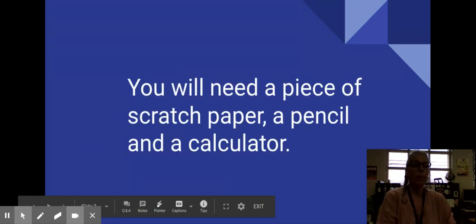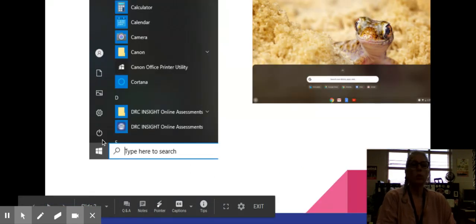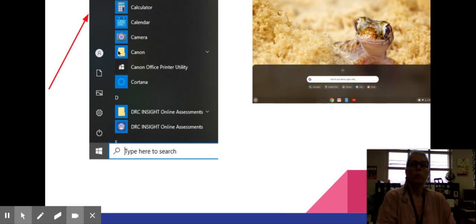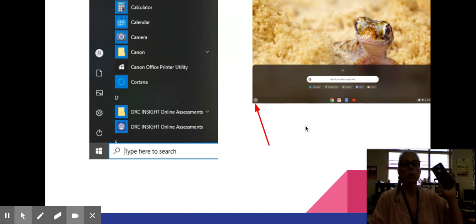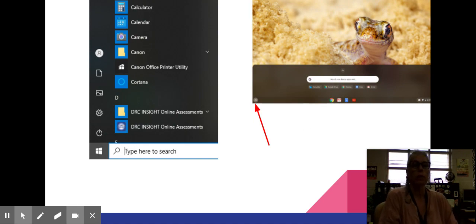Okay, you need a piece of paper, a pencil, and a calculator. If you are using a desktop, go to this Windows button. When you click on it, your apps will show up and your calculator's near the top. For those of you using the school Chromebook, you click on the white circle in the lower left-hand corner, and that will bring up your launcher. You can either see your calculator appearing here, or if you have not used it recently, you're going to have to type in calculator into the search bar. Of course, you can always use your cell phone or a regular calculator.